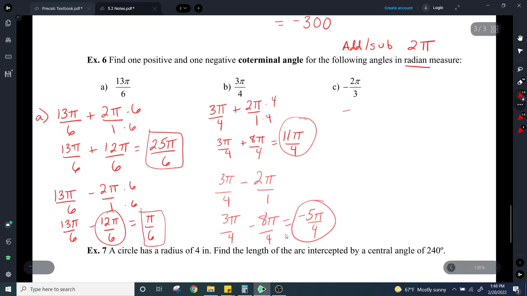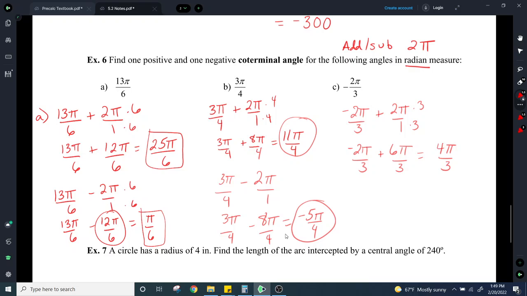Let's do one more, negative 2 pi over 3. So I'm going to add 2 pi over 1. Common denominator this time is 3. So I have negative 2 pi over 3 plus 6 pi over 3, negative 2 plus positive 6 gives me 4 pi over 3. So a positive angle that is coterminal with this original angle is 4 pi over 3.